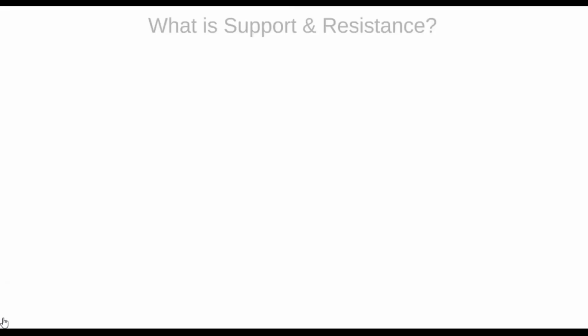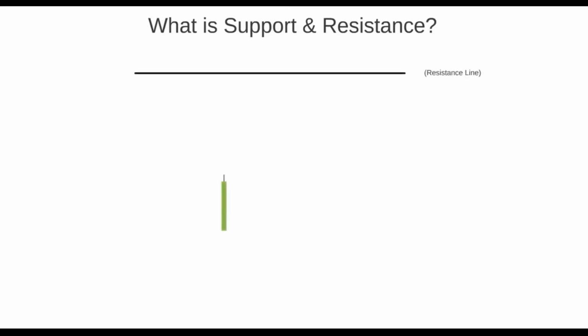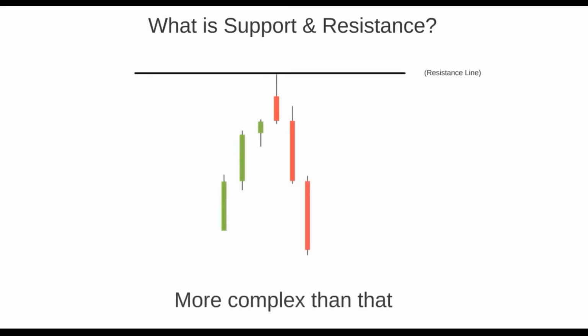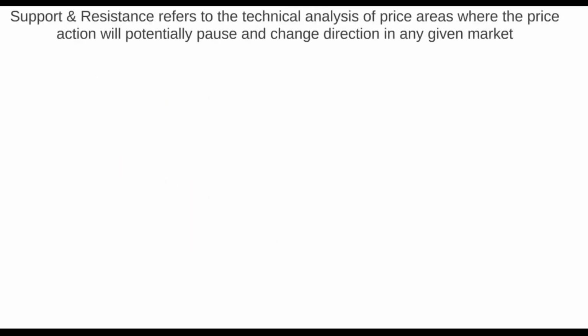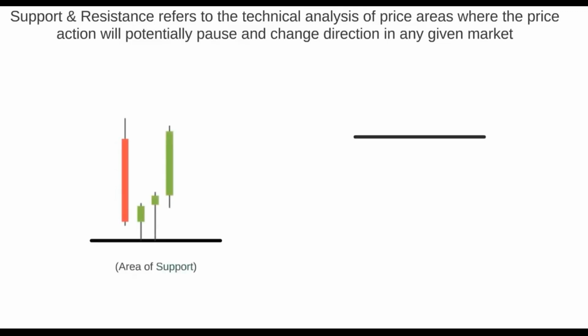So let's start with what support and resistance is. I think when a lot of traders think of support and resistance, they think of pinpoint lines on a chart that try to predict where the price will turn on a dime. But it's more complex than that. Let's start with the basics. Support and resistance refers to the technical analysis of price areas where the price action will potentially pause and change direction in any given market. If there is a price area below the current price action that has the potential to stop the price falling further and change its direction, we call this support. If there is a price area above the current price action that has the potential to stop the price rising further and change its direction, we call this resistance.